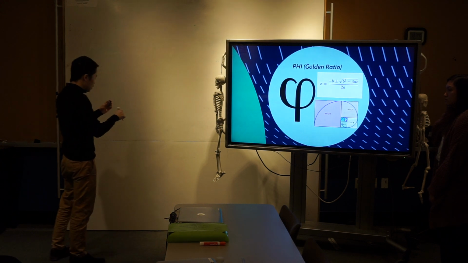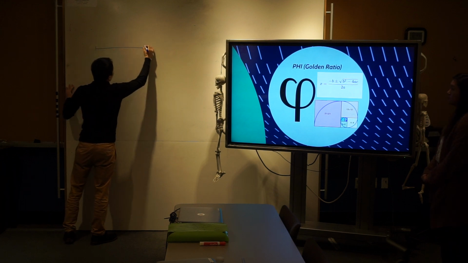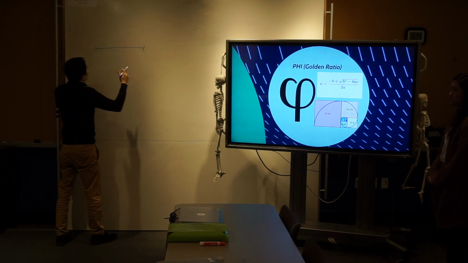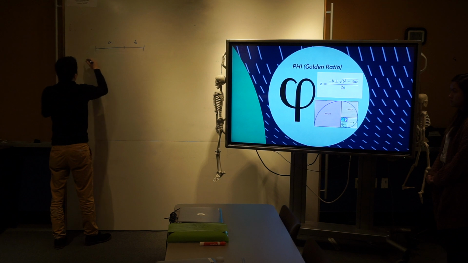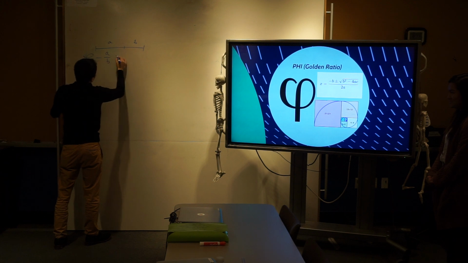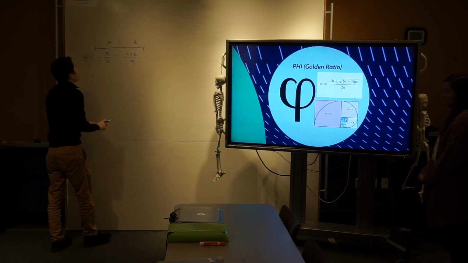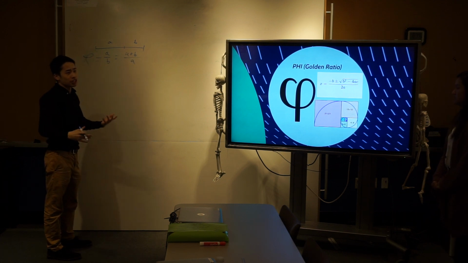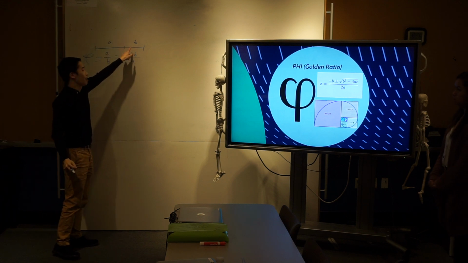So to start, there's a line. Let's say right around there. This isn't a perfect example, but it's close. Let's say this is A, this is B. So phi is equal to A over B, which is also equal to A plus B over A. So this is a 1 to 1.6 ratio, give or take. So this is equal to 1.6 of that.